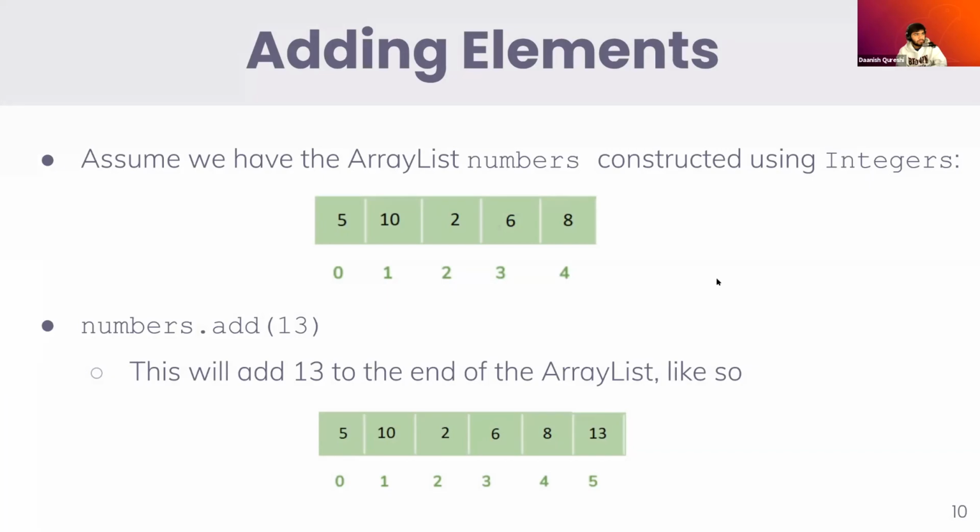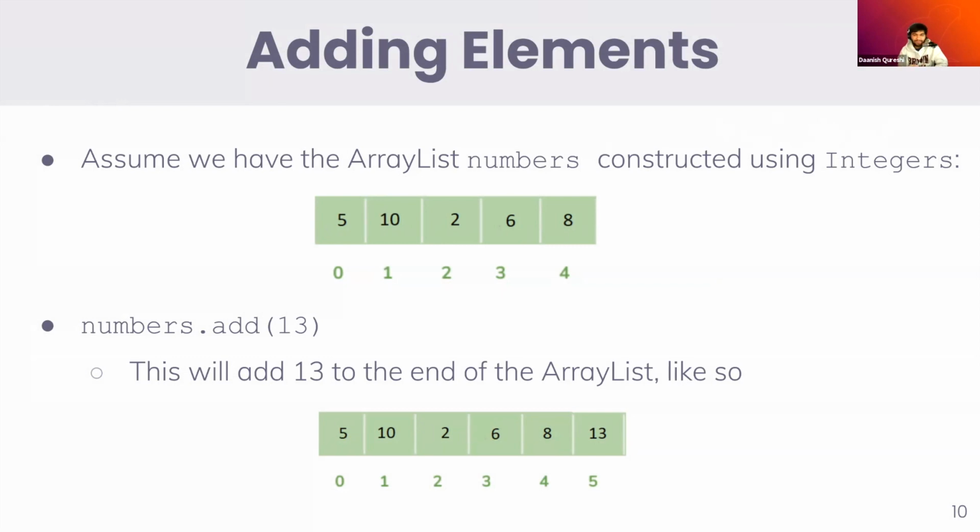Okay, so adding elements here. Assume we have the array list, and a lot of my examples here are going to be using this same array list. It's called numbers. It's using the wrapper class Integer, so they're integer numbers. It has a length of 5, and 4 total indexes, so it goes 0 through 4.